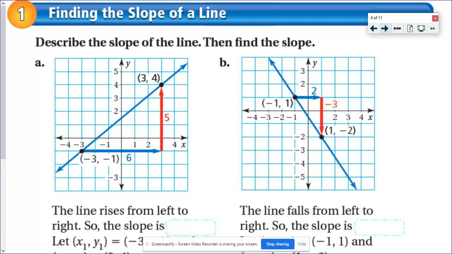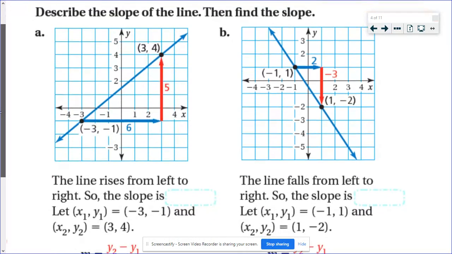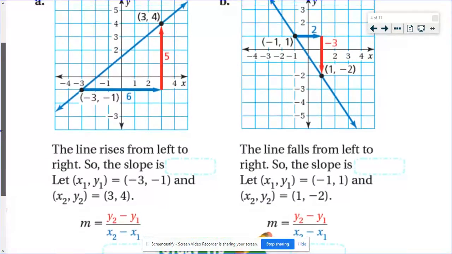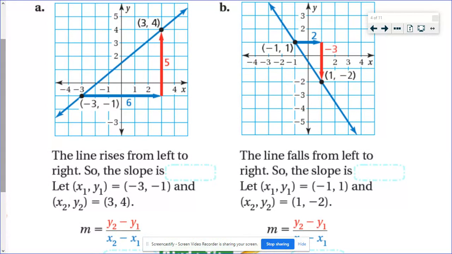So if I am taking a look at letter A, hopefully, after that review, you remember now this is really a positive slope. It's going uphill. I'm going to count the slope, but we also have the slope formula all figured out right here. So they have those numbers on there.